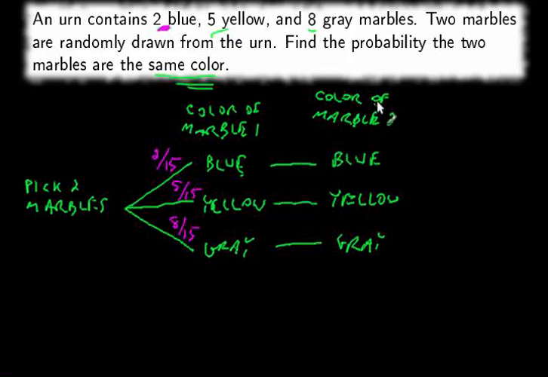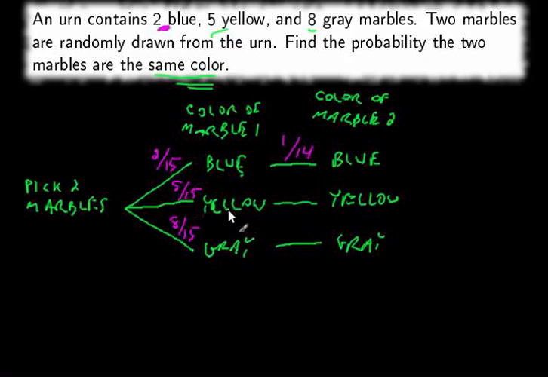Now, on the second draw, the probability of getting a blue marble after getting a blue marble the first time is 1/14, because there's only 1 blue marble left. Since we started with 2, we picked 1 here, and now there's 1 left, out of a total of 14 marbles left in the urn.